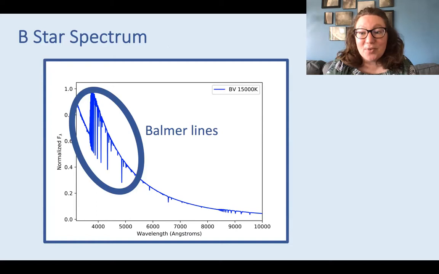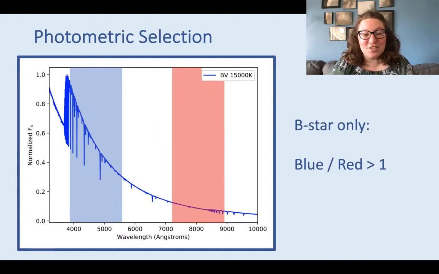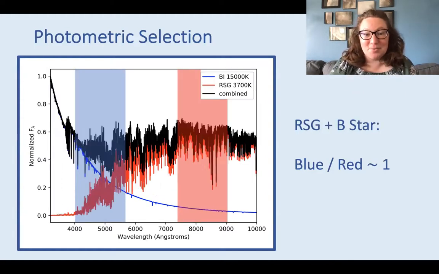While it would be great to have spectroscopy of everything in the sky, generally we have more photometry. It's easier to obtain, and there's also a lot of archival photometry. So I first wanted to try to photometrically identify red supergiant B star binaries. Basically the premise is a red star is going to have more flux in the red. A blue star, like a B star, will have more flux in the blue. If you put them together into a red supergiant B star binary, you get this black line that's the combined spectrum. It has about equal flux.